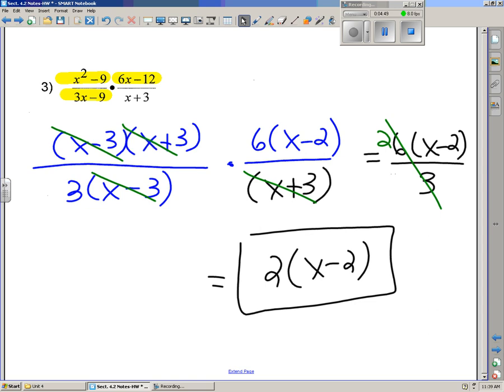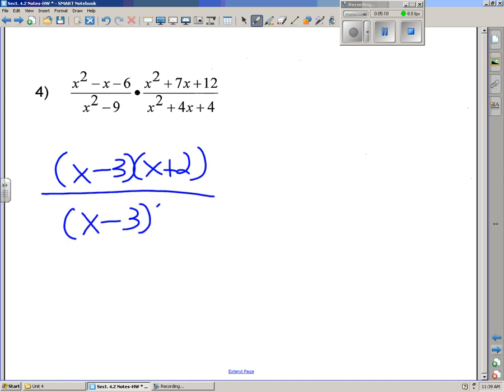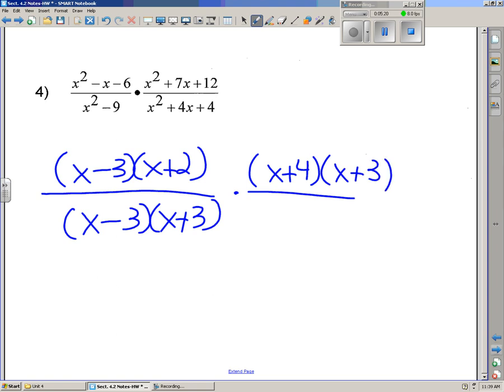Let's try the next one. Everything looks like it's factorable. There's 3 trinomials and 1 difference of squares. Again, factoring should be fast. So the top one, what adds to -1 and multiplies to -6, is x minus 3, x plus 2. On the bottom of it is difference of squares, x minus 3, x plus 3. The top right fraction, what adds to 7 and multiplies to 12, is x plus 4 and x plus 3. And the denominator, what adds to a 4 and multiplies to a 4, would be an x plus 2 and another x plus 2.